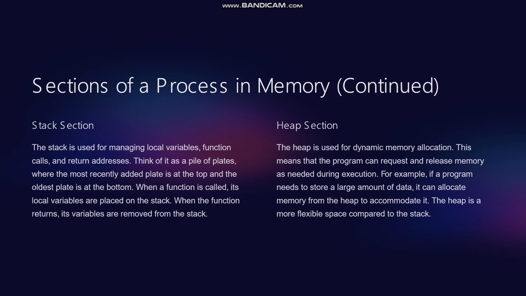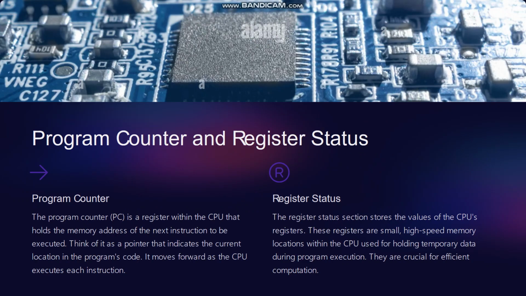Heap section. The heap is used for dynamic memory allocation. This means that the program can request and release memory as needed during execution. For example, if a program needs to store a large amount of data, it can allocate memory from the heap to accommodate it. The heap is a more flexible space compared to the stack.